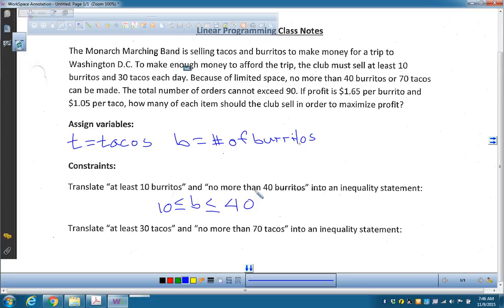Yes? No? Okay. Translate at least 30 tacos and no more than 70 tacos. That should be easy, right? So t greater than or equal to 30 and less than or equal to 70. Yes? Easy enough? Are we done?